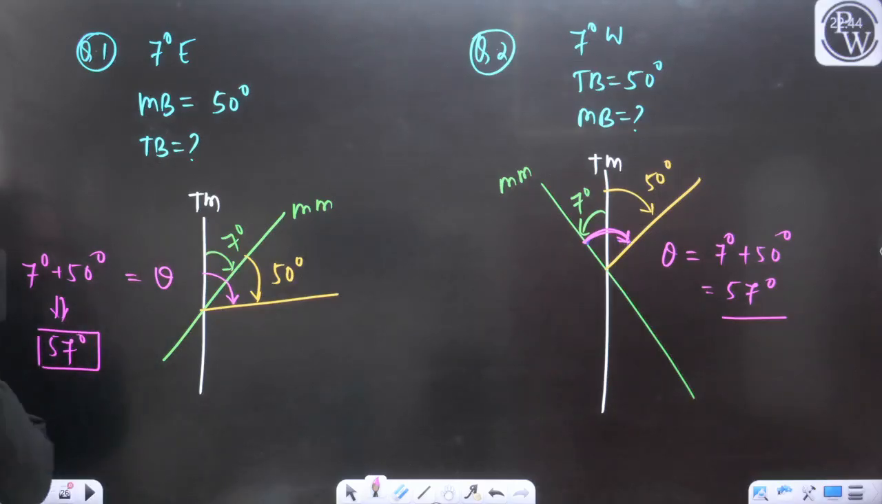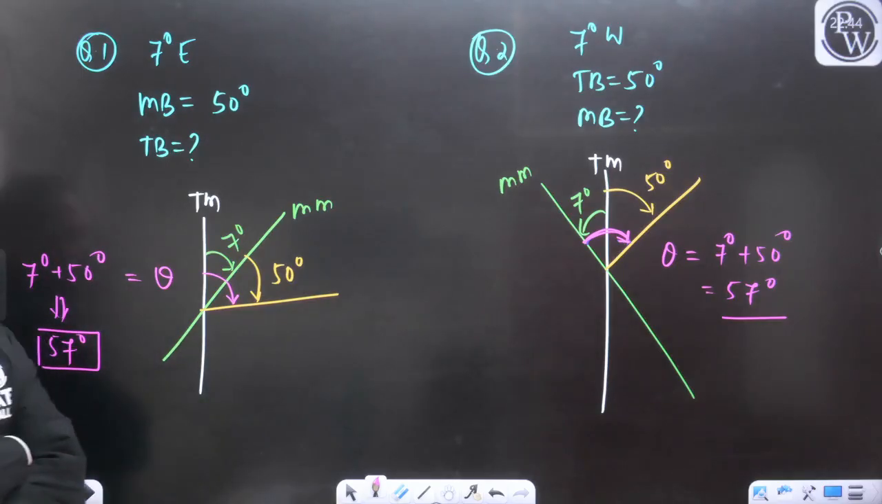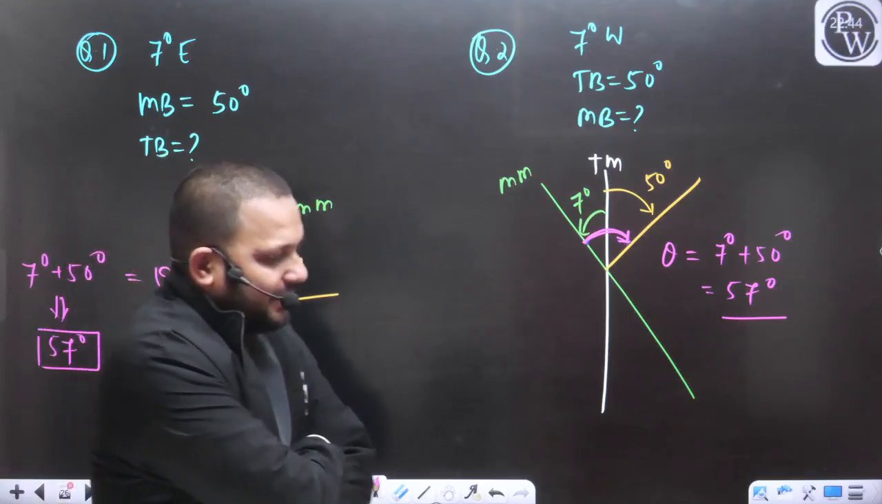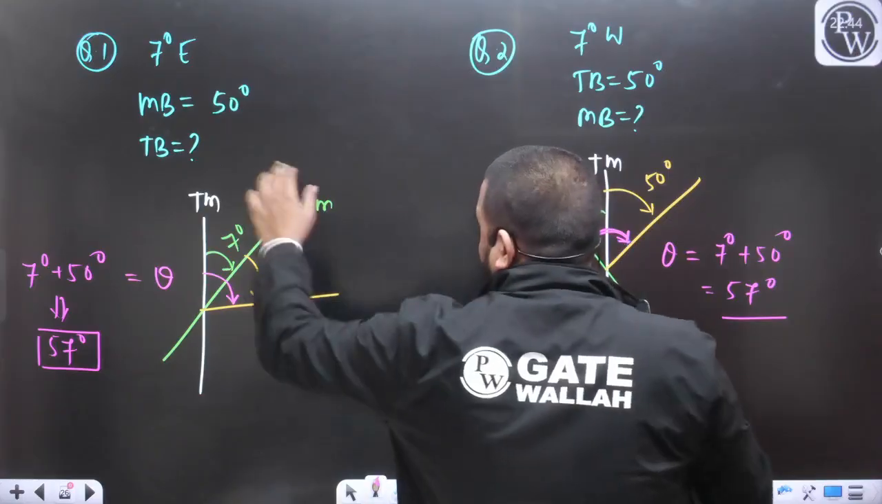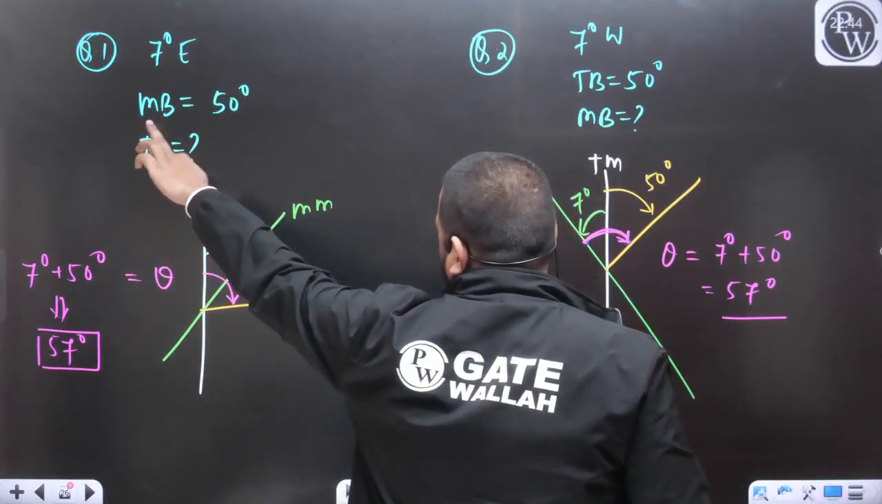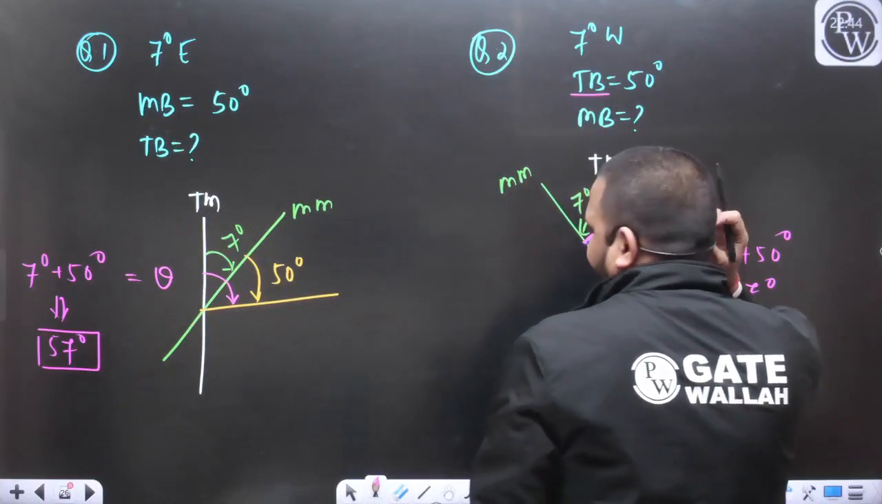How were we getting the 43? True bearing we will measure from the true meridian. Magnetic bearing we will measure from the magnetic meridian. In that question they provided you the value of the magnetic bearing. In this question they have provided you the value of the true bearing.